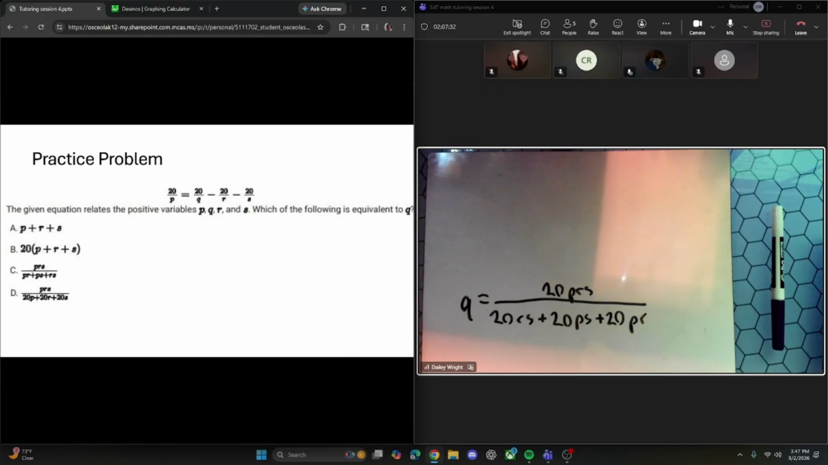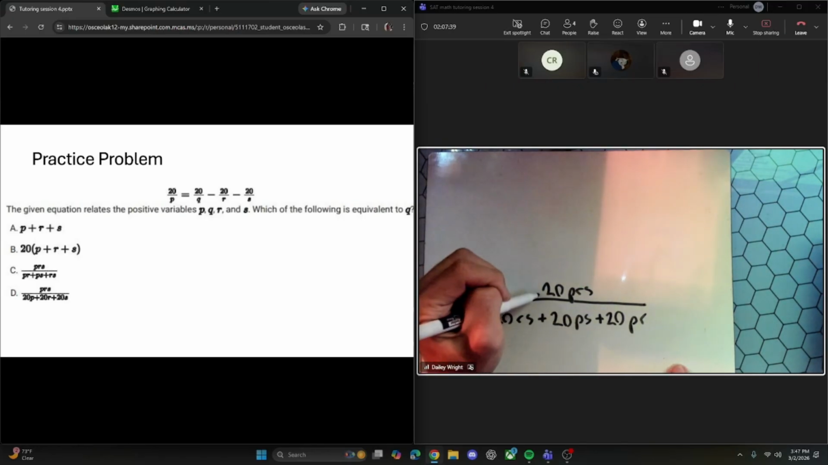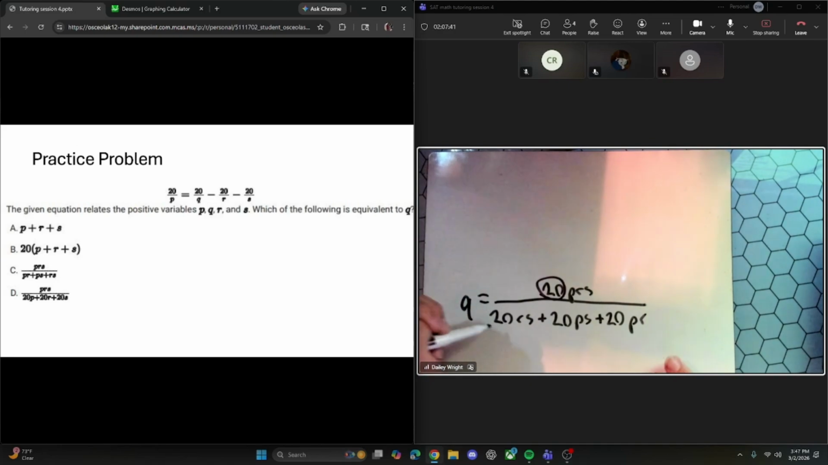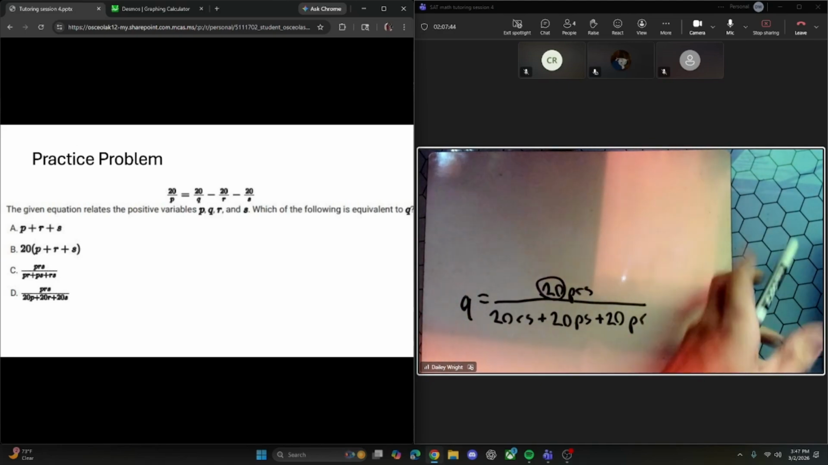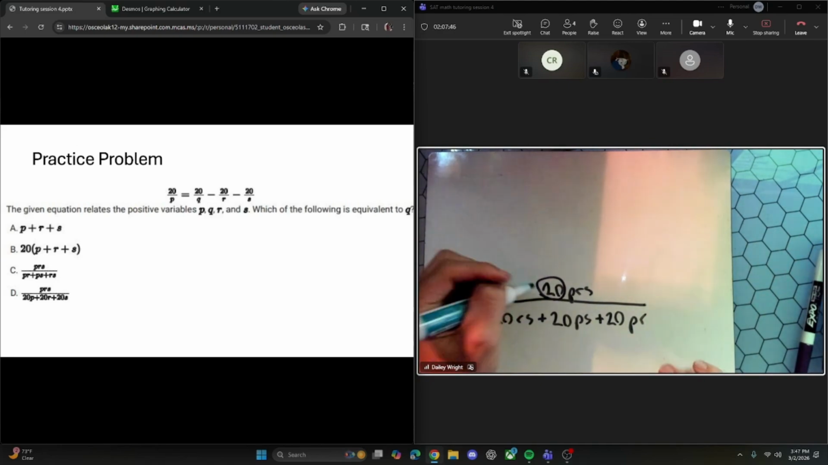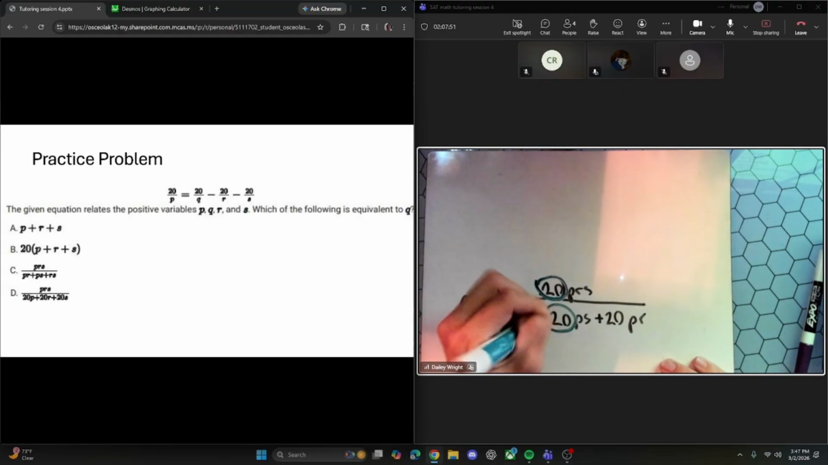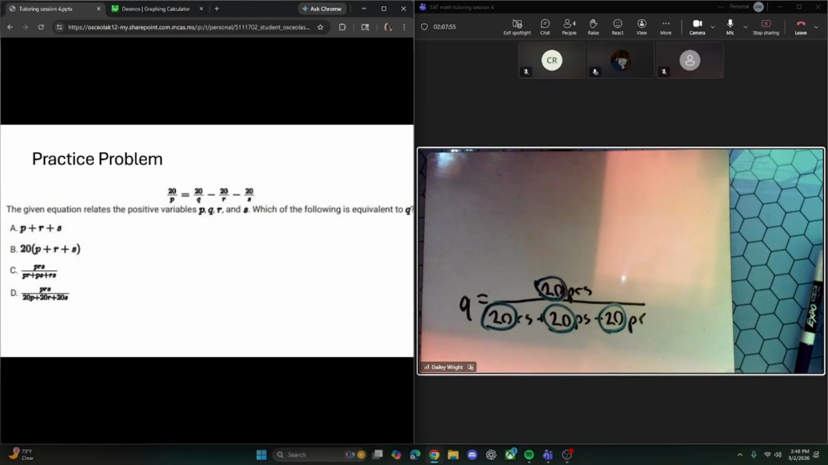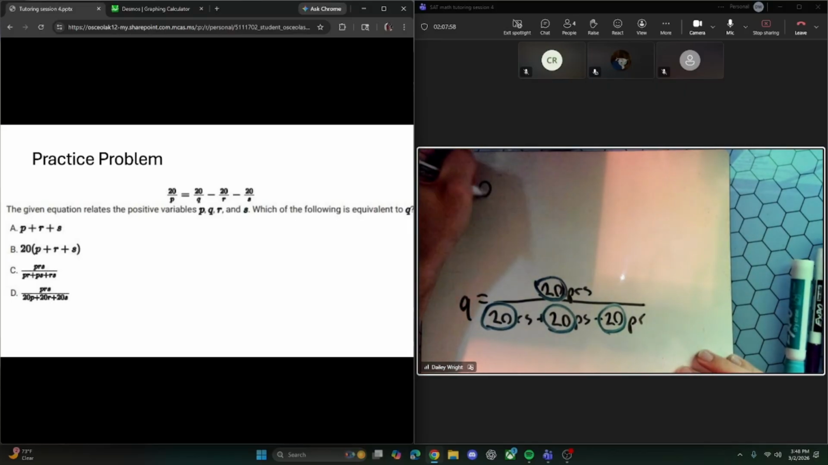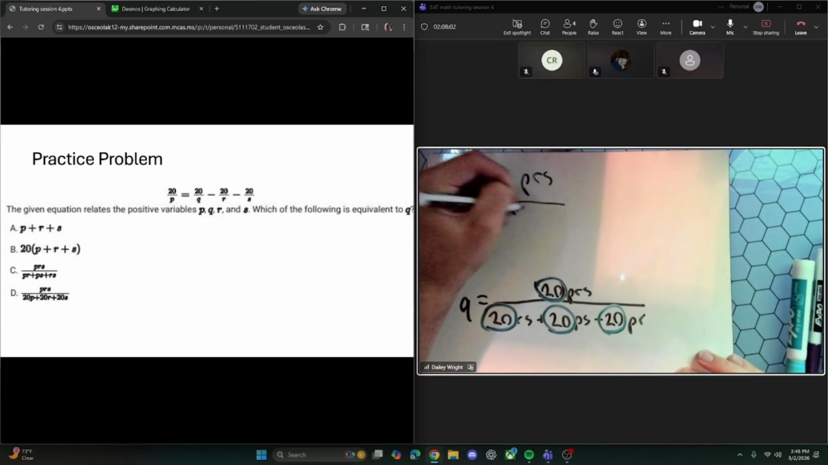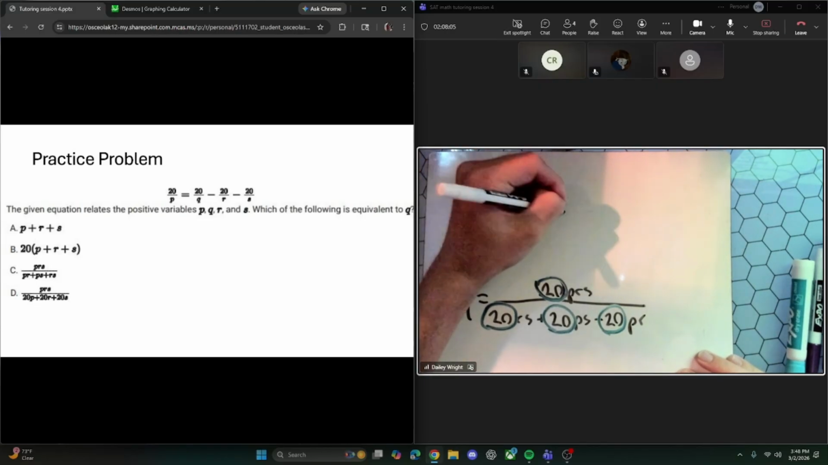So I'm going to look at my answer. I see here that I can cancel out all these 20s because, let me do this in blue instead of purple. There's a 20 in every single part of the numerator and the denominator, so I can go ahead and take out a 20. So our answer would go to q equals PRS over RS plus PS plus PR.